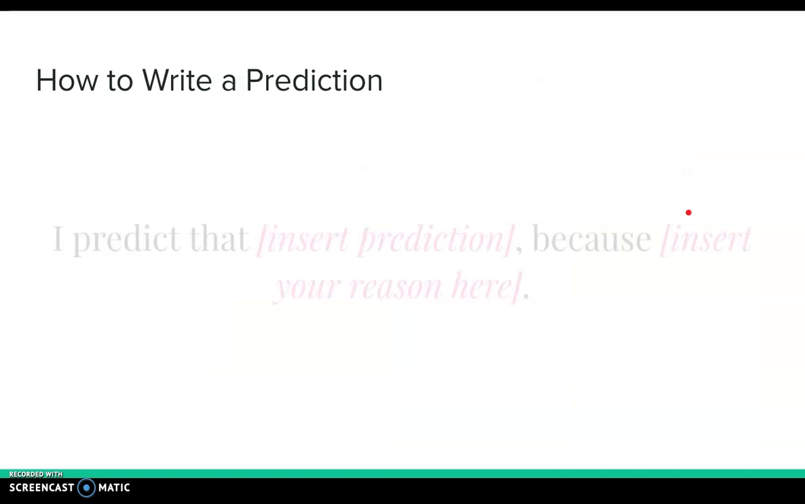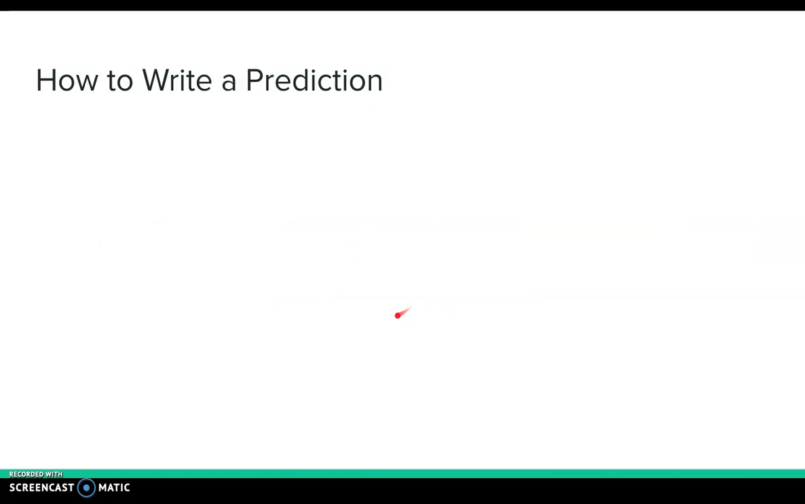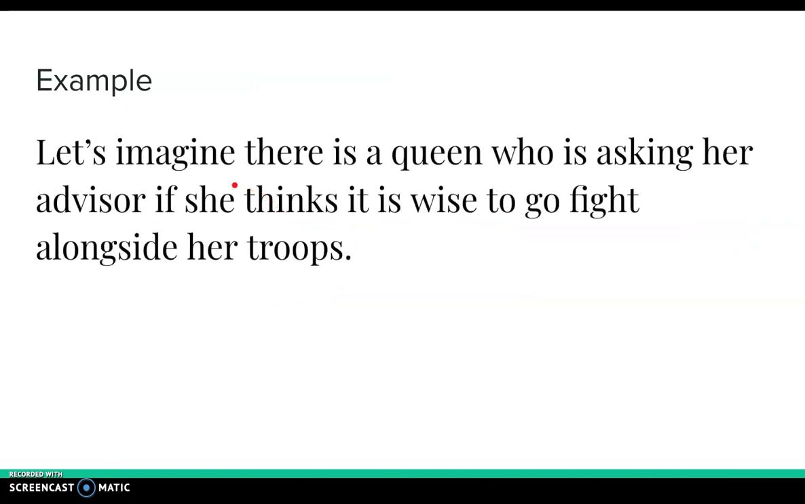How do you write a prediction? Well, it's pretty basic. You just say, I predict that, and then you write your prediction, because, and then you give your reason. And your reason might be something that has to do with one of these 4. Let's take a look at an example. So let's imagine there's a queen who's asking her advisor if she thinks it is wise to go fight alongside her troops. We did this example a while ago, so maybe you remember it.